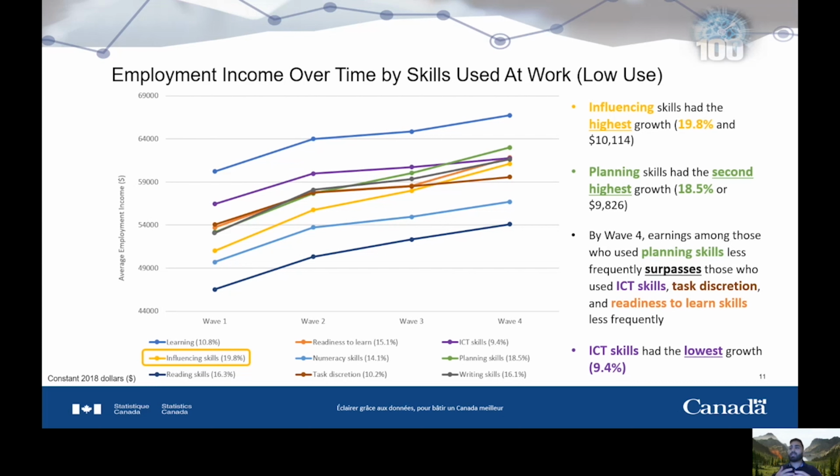Those who use planning skills, second place with 18.5. Interestingly, those who used planning skills at work less often actually surpassed the earnings of those who used ICT skills, task discretion, and readiness to learn skills less frequently. So those three skills had more earnings as of wave 1, but then planning skills surpassed them at wave 4.